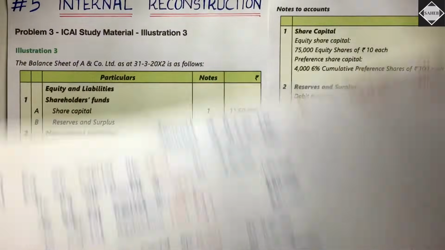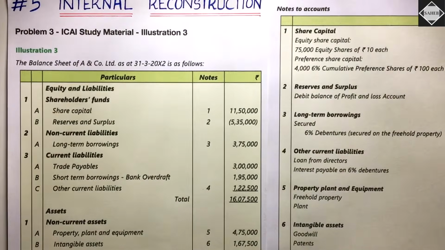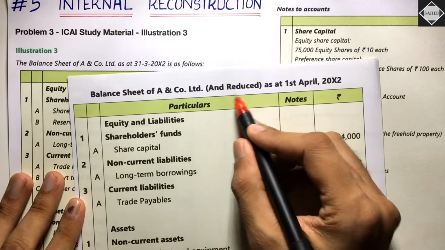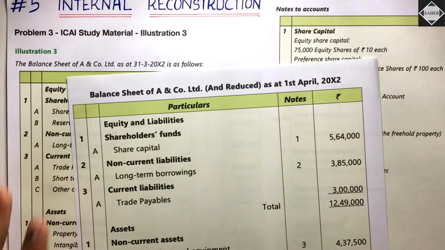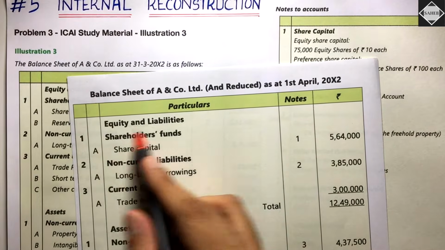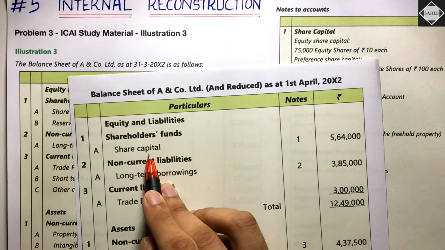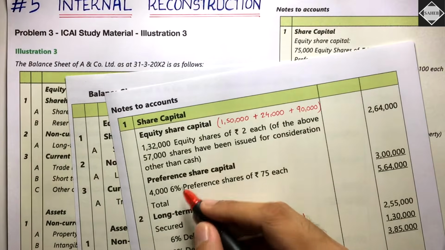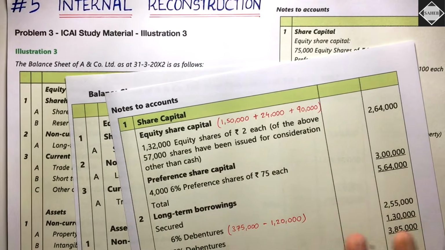So let's see. It's really simple. First, balance sheet of A and Company Limited, in the bracket you have to write and reduced. Okay, half a mark is there for this, as at 1st April 2022. Fine. Equity and liabilities, shareholder funds, share capital. In share capital, what do you have? You have equity share capital and preference share capital, right? I'm talking about the notes to accounts. So first let's talk about equity share capital.